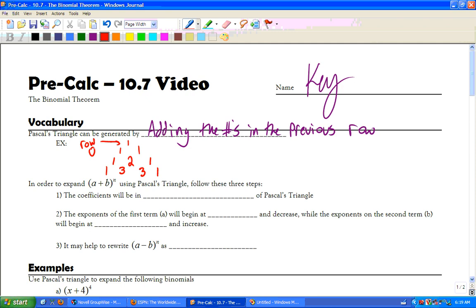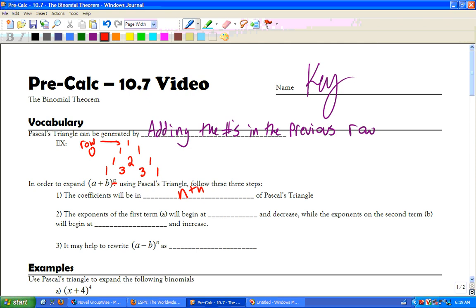In order to expand (a + b) to the n using Pascal's triangle, and this is one process, there's another way of doing it, but this is the first one, the coefficients will be in the nth row of Pascal's triangle. All that means is whatever power you're expanding it to, you go to that row. Remember, it starts counting at row 0.